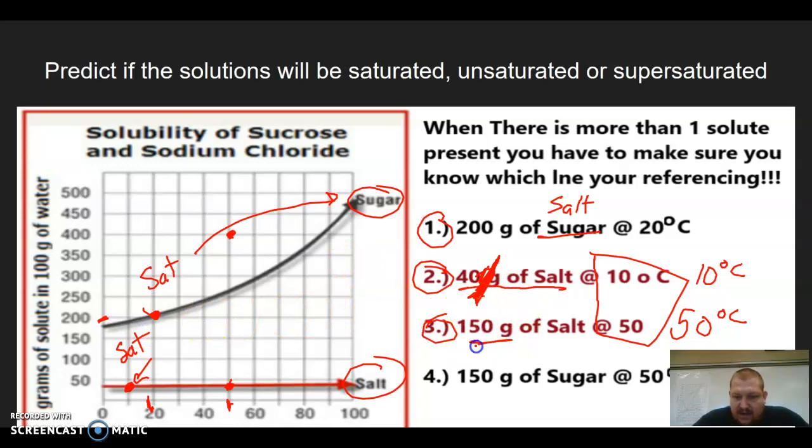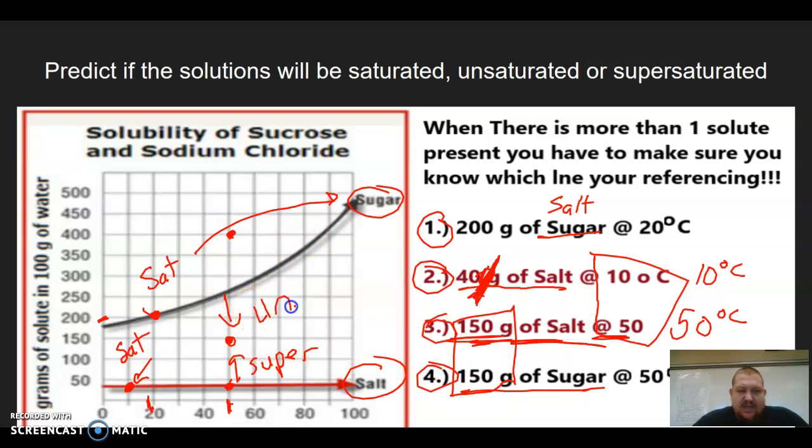Looking at number 3, 150 grams, 50 degrees Celsius. So 50 degrees, 150 grams. Now both of these points here are the same. So for salt, it's above the salt line, so it's super. But for number 4, it's below the sugar line, so it's un. So it depends on what line you're looking at.